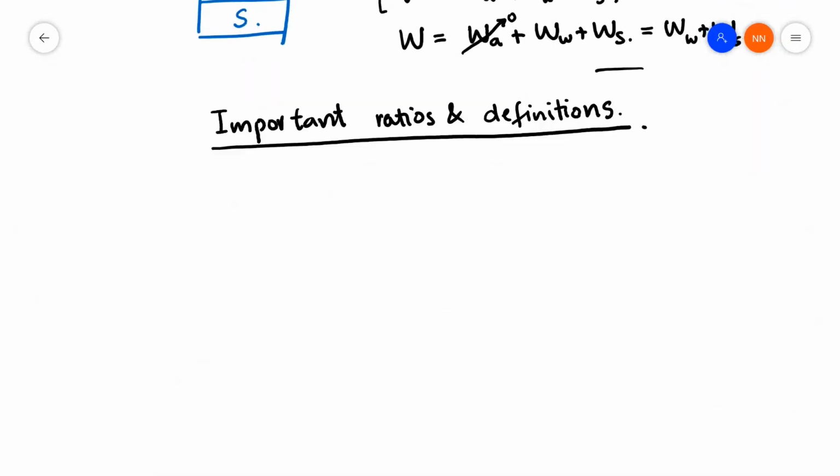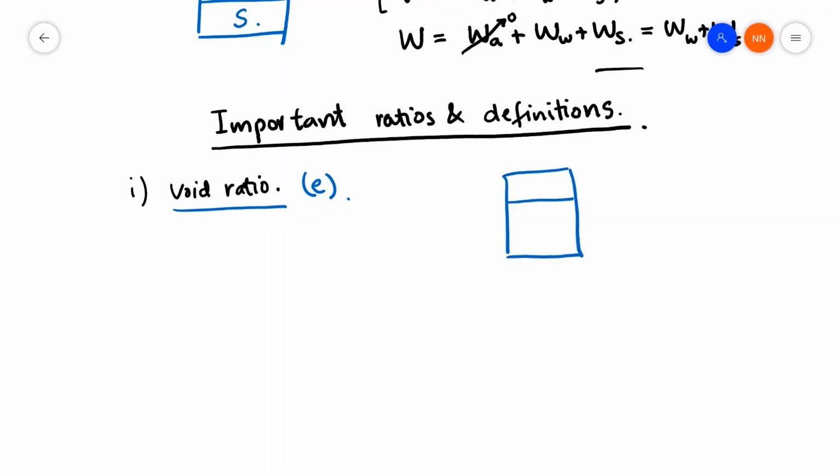Now, important ratios and definitions. We have a few important relations that we need to consider and hopefully memorize. The first one which we are looking at is called the void ratio. So what is void ratio? This is represented by the symbol e. If we look at the phase diagram, we have air, water and solids. This is volume of air, volume of water, volume of solids, weight of air, weight of water, weight of solids.